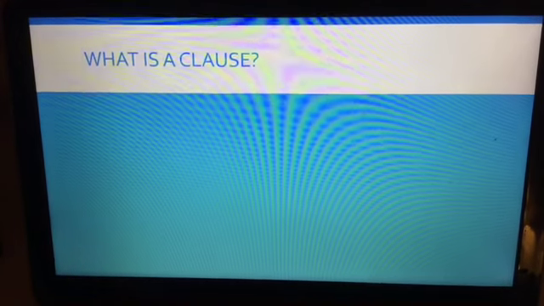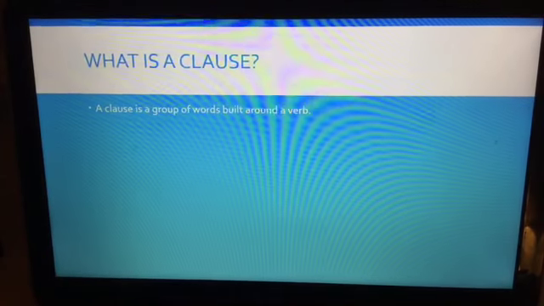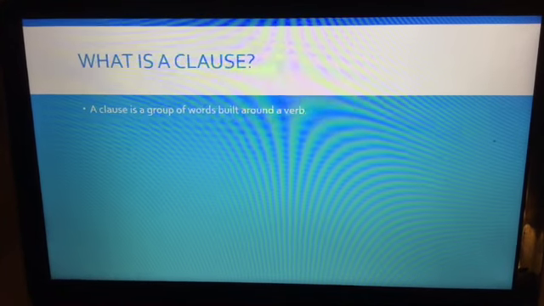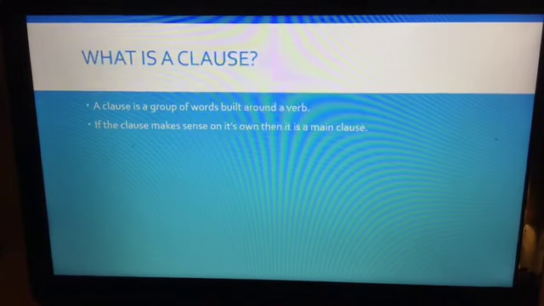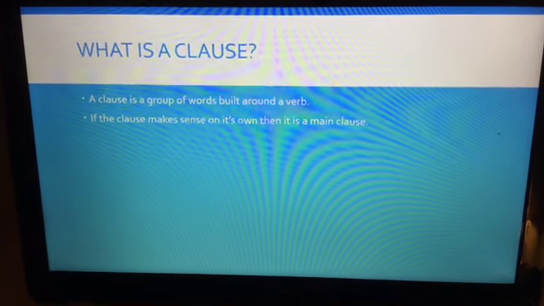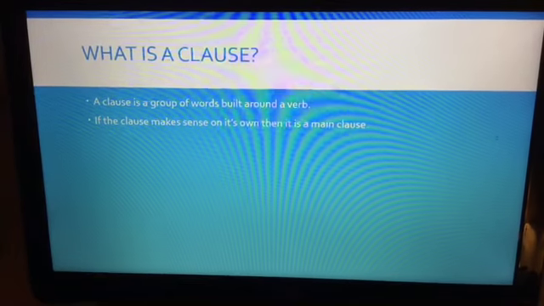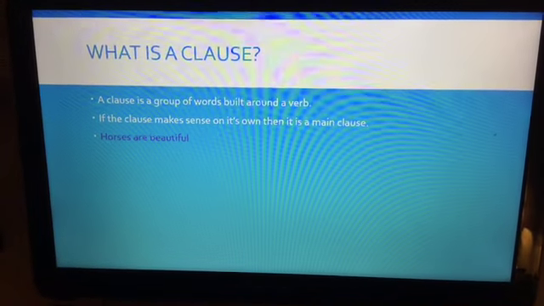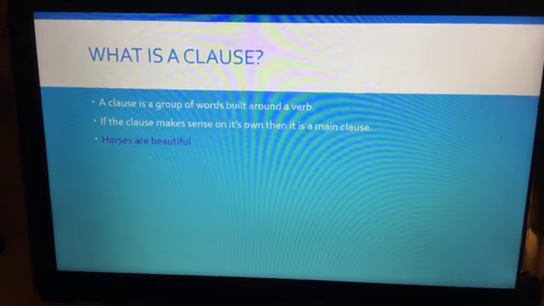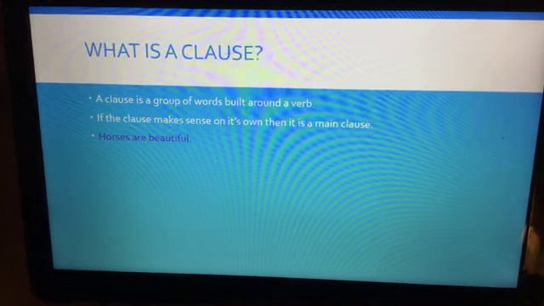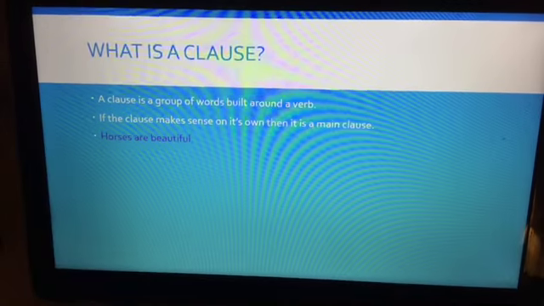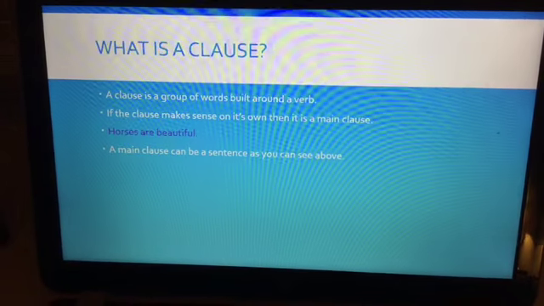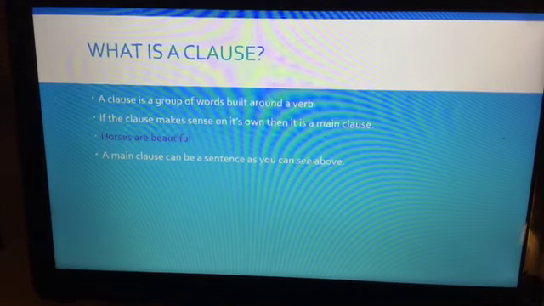First of all, we need to think about what is a clause. A clause is a group of words built around a verb. If the clause makes sense on its own, then we call it a main clause. "Horses are beautiful" is an example of a main clause because it makes sense on its own. It can be a sentence. It says there, a main clause can be a sentence, as you can see above.